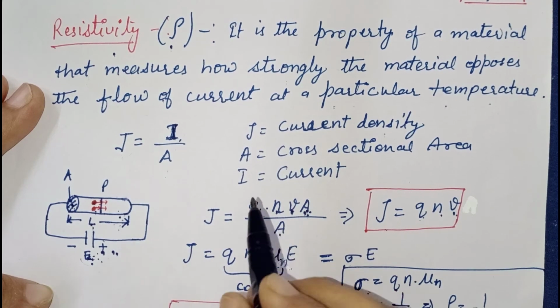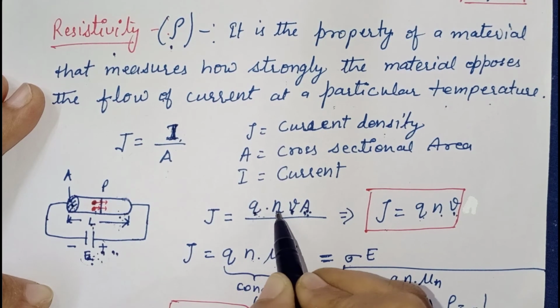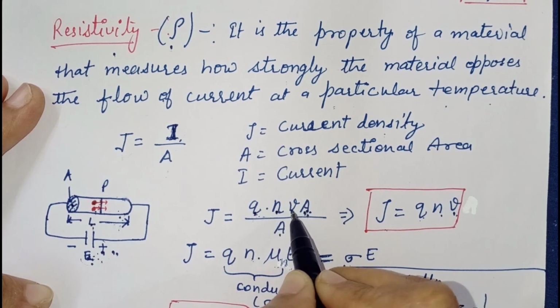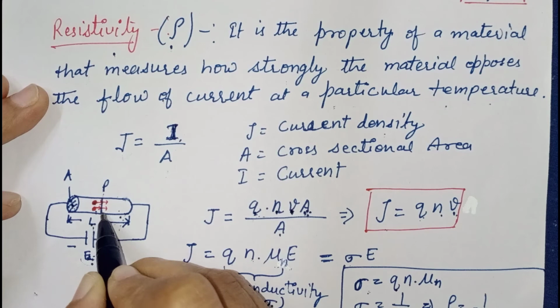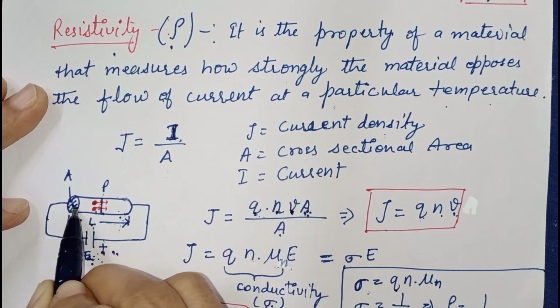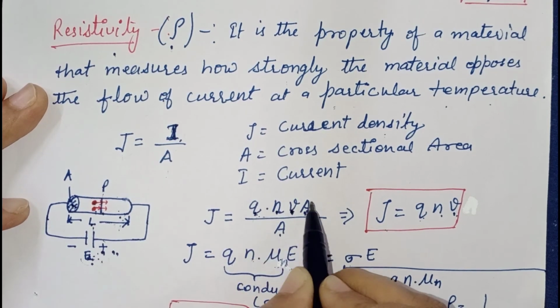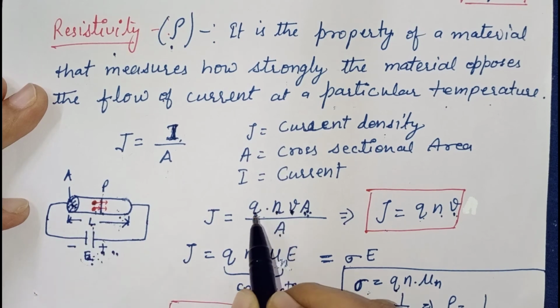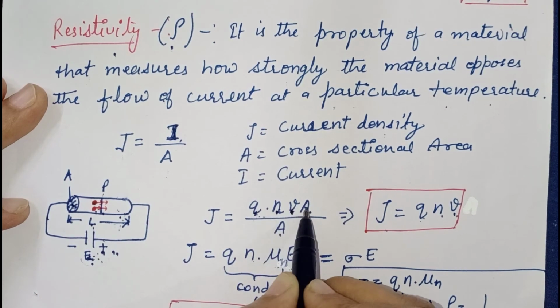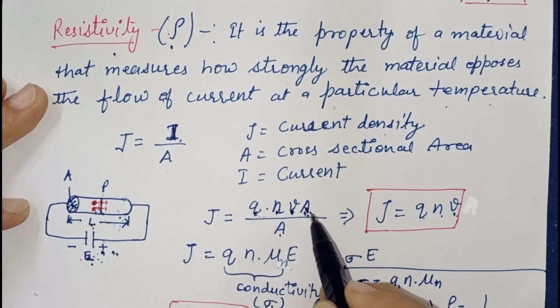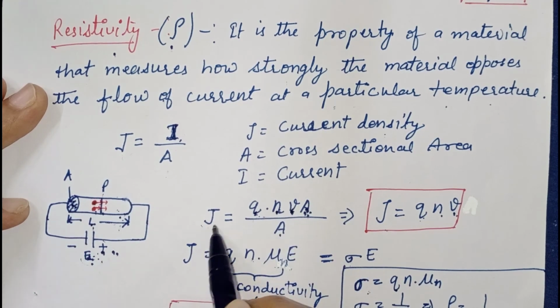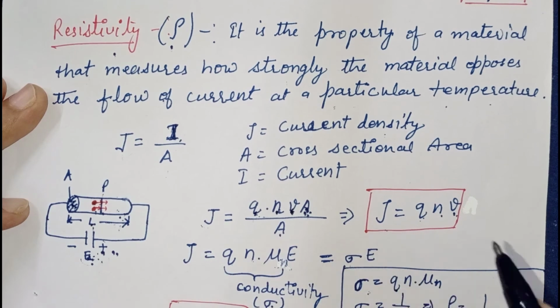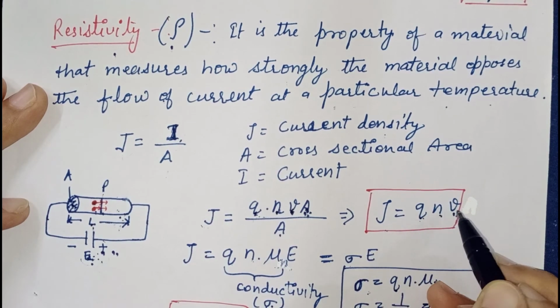The equation for this current can be written as follows. All electrons have charge on them. So the charge on n number of electrons moving with drift velocity v and crossing this plane P of cross-sectional area A gives the equation for current through this material: I equals QnVA. When we divide this equation by the cross-sectional area, we get current density. So current density J equals QnV.